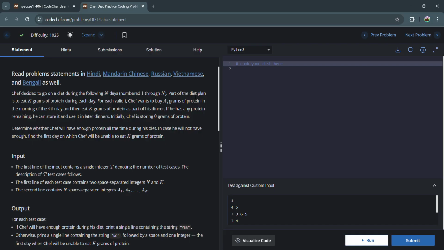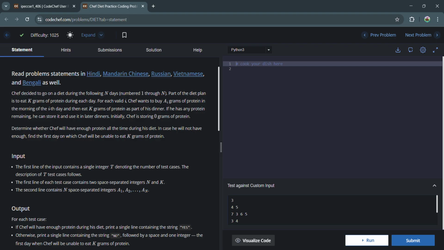The part of the diet plan is to eat K grams of protein during each day. For each valid i, Chef wants to buy A_i grams of protein in the morning of the ith day and then eat K grams of protein as part of his dinner. If he has any protein remaining, he can store it and use it in the later dinners. Initially, Chef is storing 0 grams of protein.